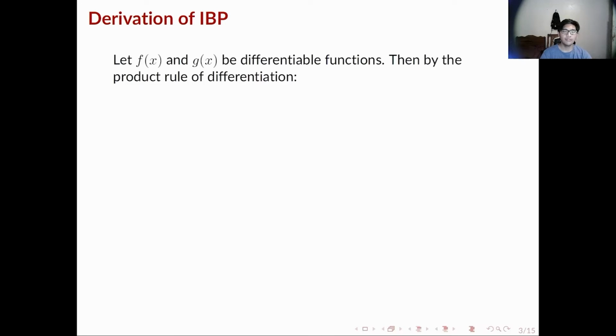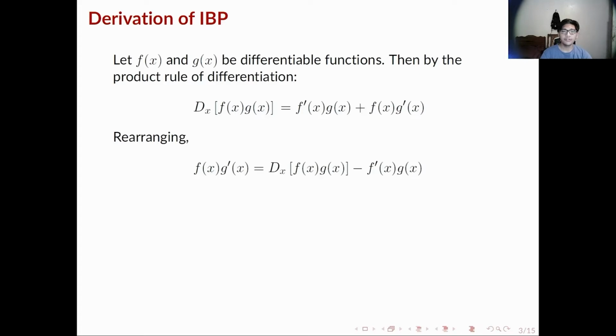So we have f of x and g of x be differentiable functions. Then, by the product rule of differentiation, we have that the derivative of f of x times g of x is equal to f prime of x times g of x plus f of x times g prime of x. So if we arrange this, f of x times g prime of x is equal to the derivative of f of x times g of x minus f prime of x times g of x.